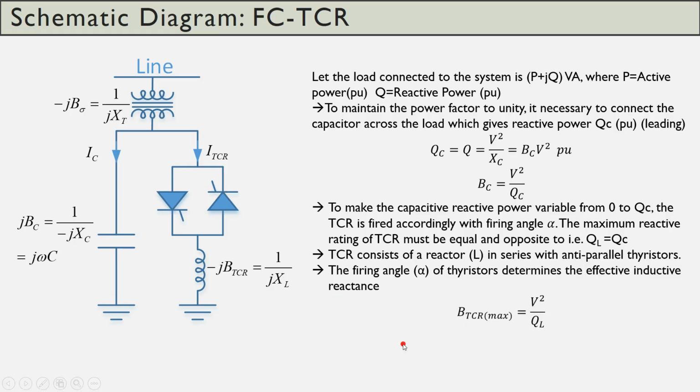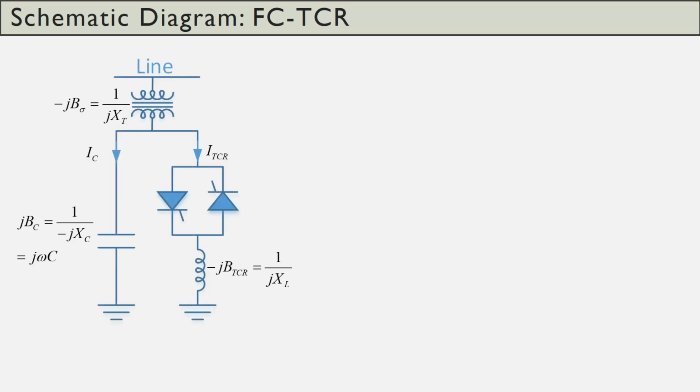The effective susceptance, maximum effective susceptance is V square upon QL. But due to the thyristor control, we will get the variable susceptance of the TCR. So BTCR, which is a function of alpha, is equal to BTCR maximum, which is determined from this formula, (pi minus 2 alpha plus sine 2 alpha) upon pi. By this formula, we can determine the susceptance offered by the TCR at the firing angle alpha.